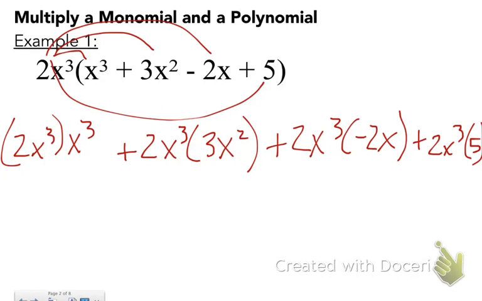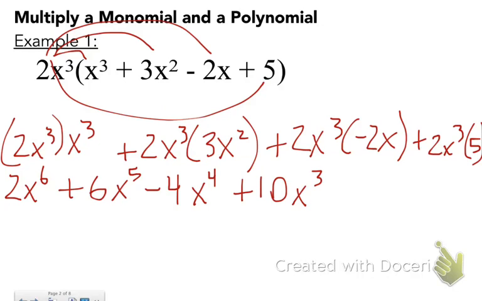Alright, and here this goes back to all our rules for exponents. So 2x cubed times x cubed becomes 2x to the 6th, remember we're adding exponents, plus 2x cubed and 3x squared, 2 times 3 is 6, x cubed times x squared is x to the 5th, 2x cubed times negative 2x becomes minus 4, x cubed and x makes x to the 4th, and then 2x cubed times 5 is just plus 10x cubed. And that would be our final answer for that one.